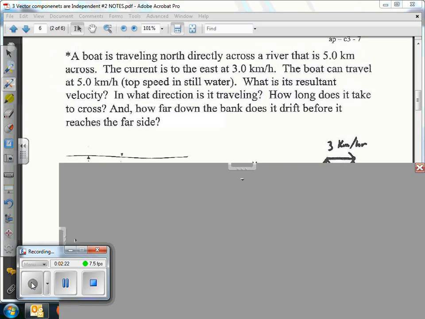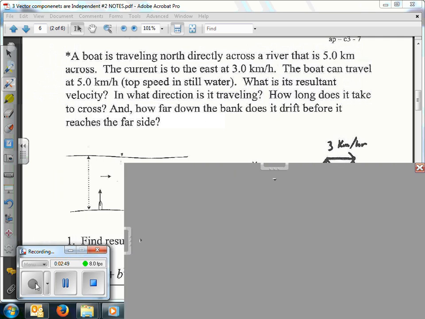Okay, here's a little problem for you. It says a boat is traveling north directly across a river that is 5 kilometers across. The current is to the east at 3 kilometers per hour. The boat can travel at 5 kilometers per hour at top speed. What is the resultant velocity? In what direction is the boat traveling? How long does it take to cross, and how far down the bank does it drift before it reaches the far side? So I want you guys to try to do that on your piece of paper and see if you can come up with the right solution.